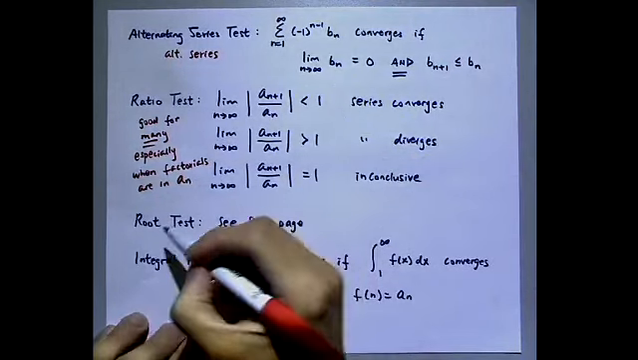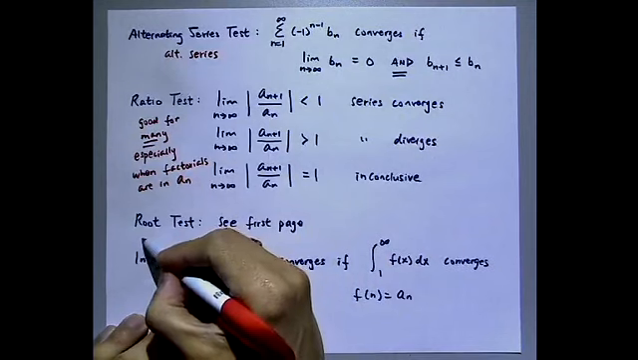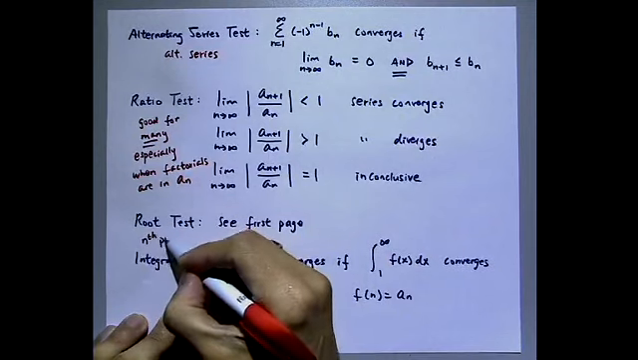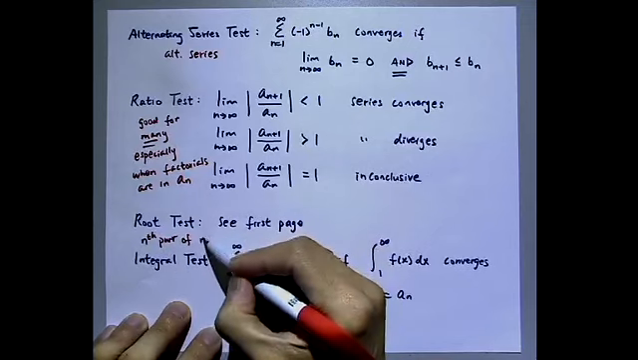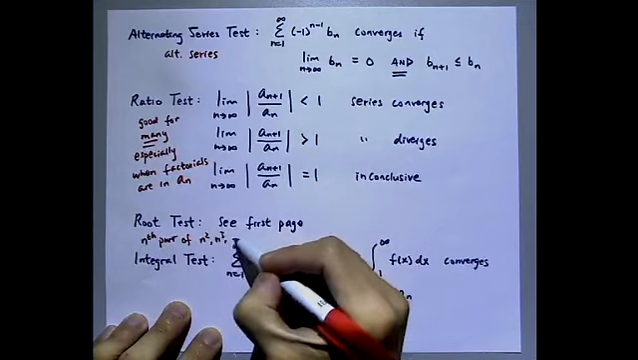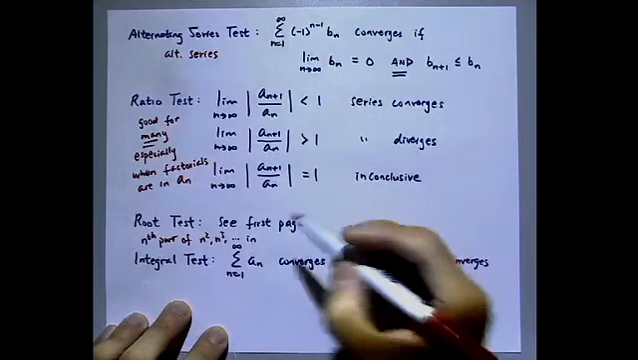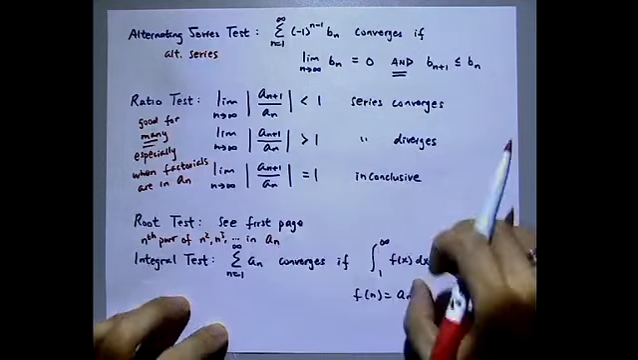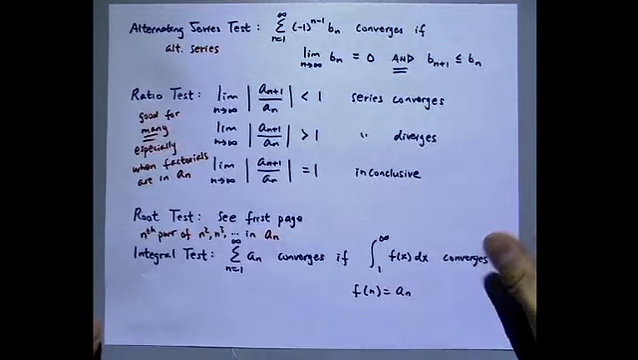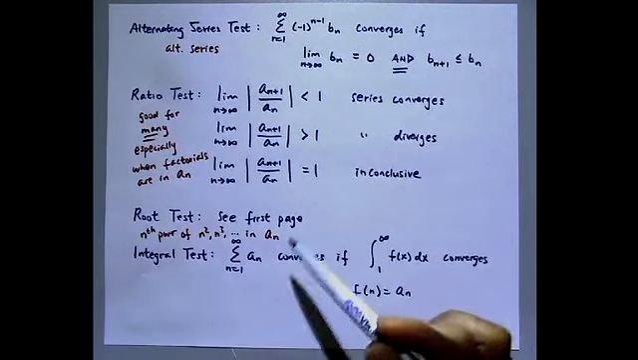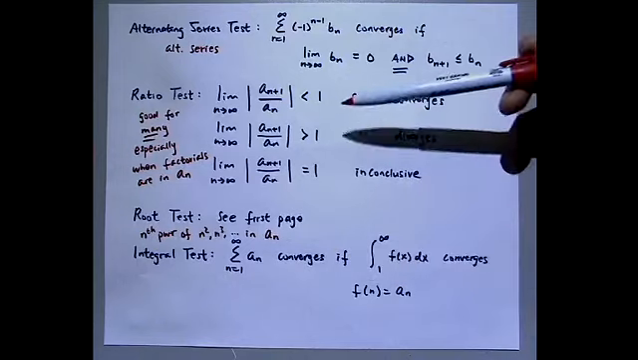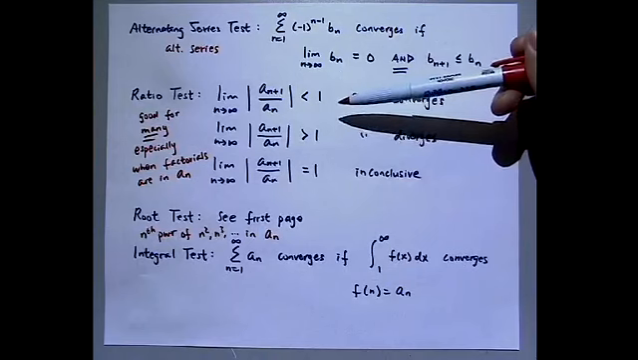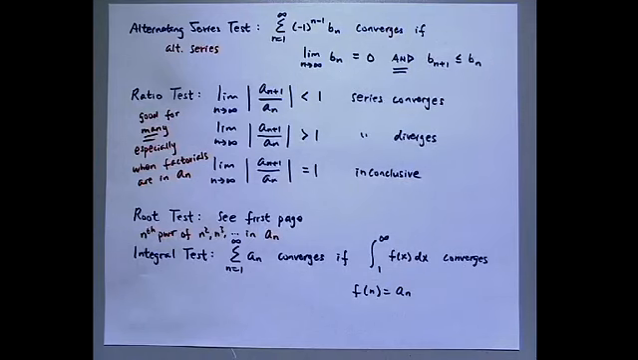Root. Anything that looks like nth power in a_n. Again, the most restrictive one in my opinion. And many things you can do with root test, you can also do with ratio test. So that's a good useful one to default on.